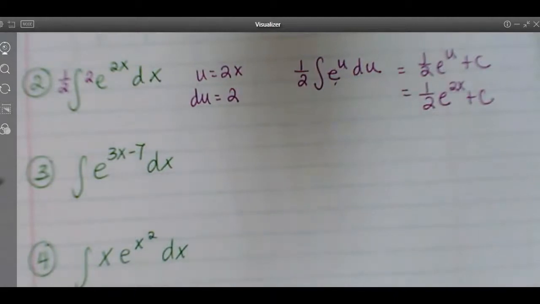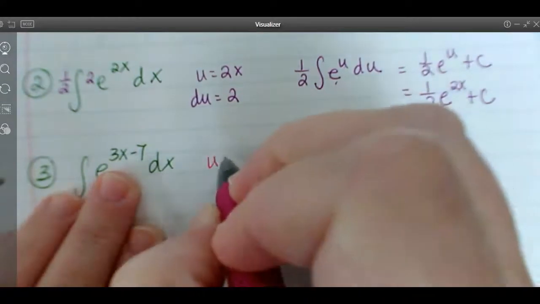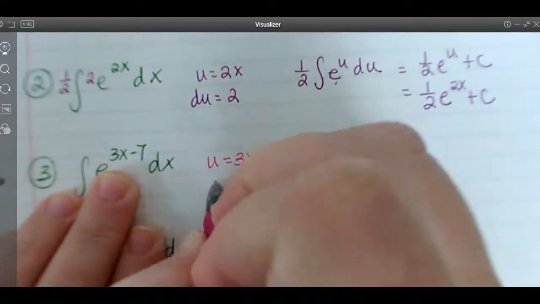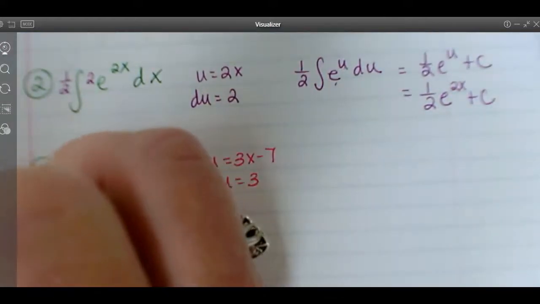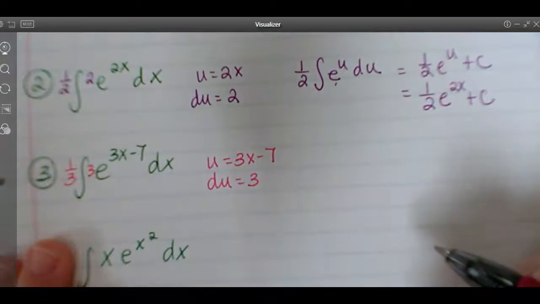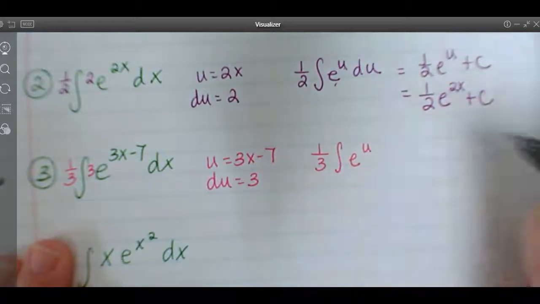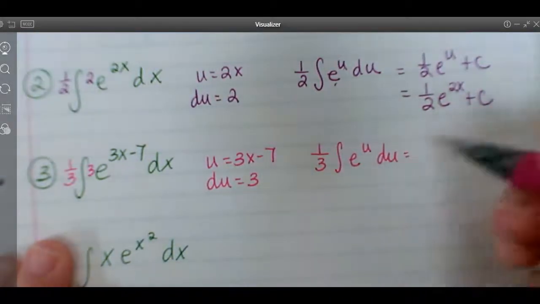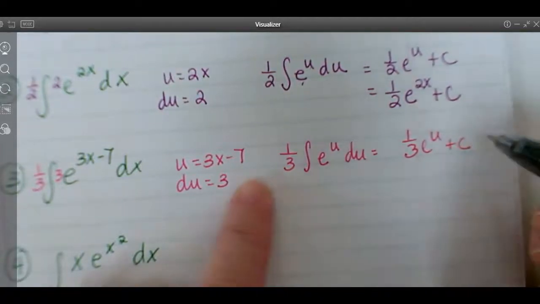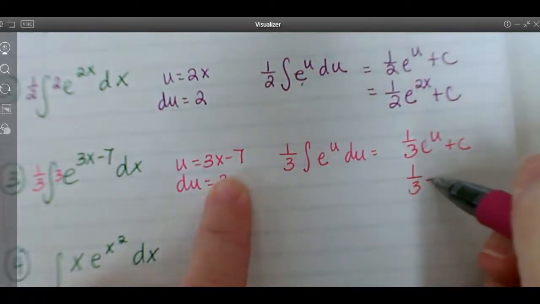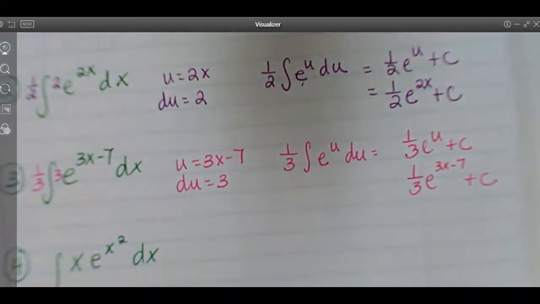Okay, on the next problem, u is normally the power when we have e to the x, so u is going to be 3x minus 7, which means du is 3. We need to put that 3 in, take a 1/3 out. So we're going to have 1/3 integral e to the u. We know that that is 1/3 e to the u. Plug in what we know for u. And there's our answer.